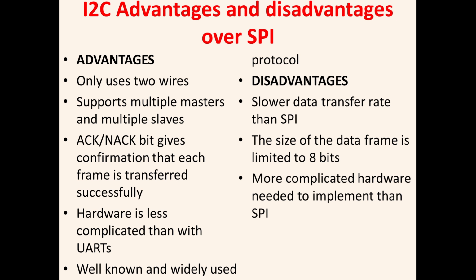The fourth is the hardware. The hardware used here is less complicated than UART. Because in UART, what is the condition? You need to provide MAX232, because there is level shifting of voltage and current between two different nodes altogether, and then you initiate with the DB9 port for RS232 serial communication. That way, the hardware becomes complicated with respect to UART.